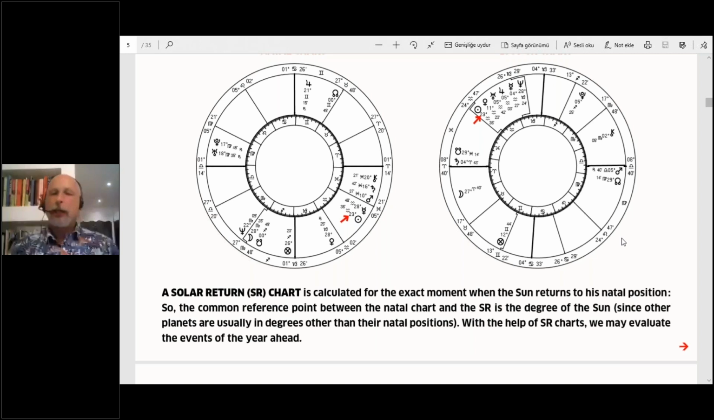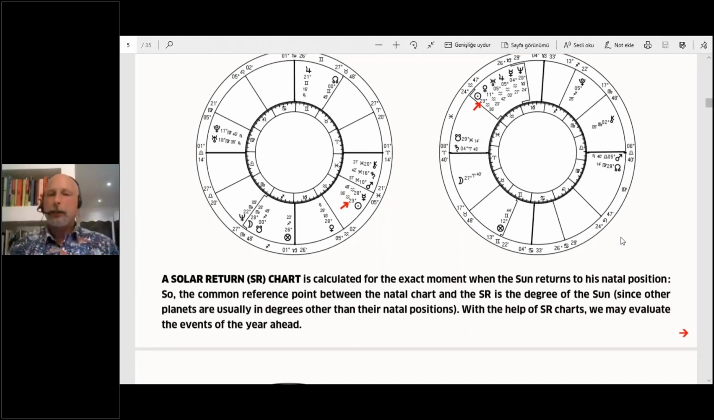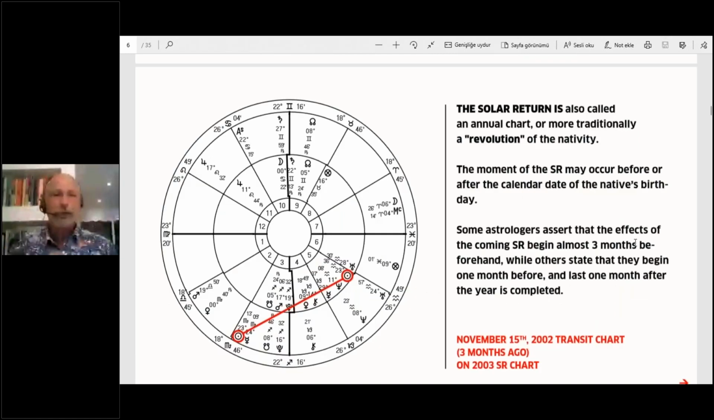So as you see in this slide, the solar return is also called an annual chart, or more traditionally, a revolution of the nativity. The moment of the solar return may occur before or after the calendar date of the native's birth. So for myself, let's say I was born on the 12th of February, but in some solar returns, it happens on the 11th of February, or when the date turns to the 13th of February.